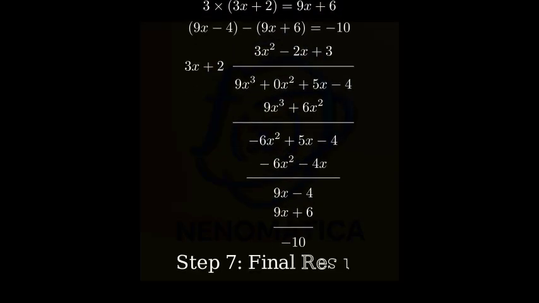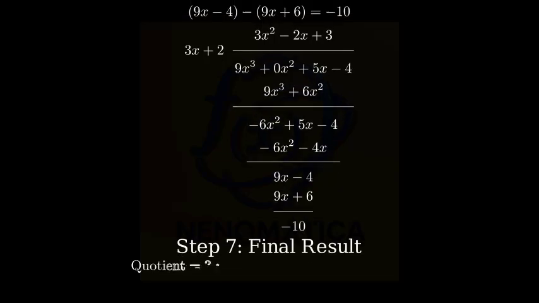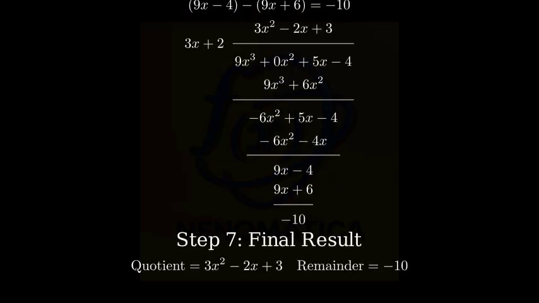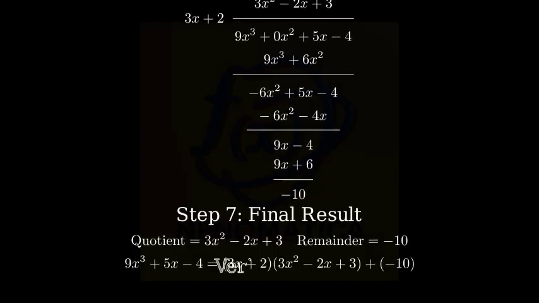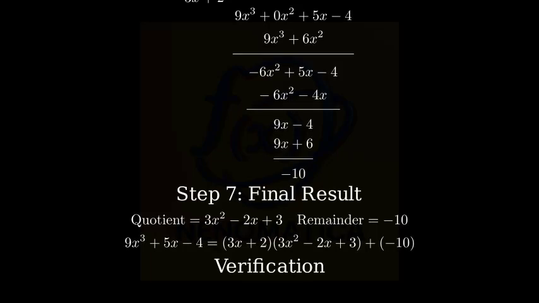Step 7. Let's summarize our final result. When dividing 5x plus 9x cubed minus 4 by 3x plus 2, we get a quotient of 3x squared minus 2x plus 3, with a remainder of negative 10. We can express this in the form dividend equals divisor times quotient plus remainder. That is, 9x cubed plus 5x minus 4 equals 3x plus 2 times 3x squared minus 2x plus 3 plus negative 10. Let's verify our answer by multiplying the divisor and quotient, and then adding the remainder.